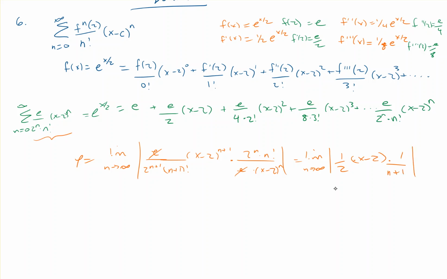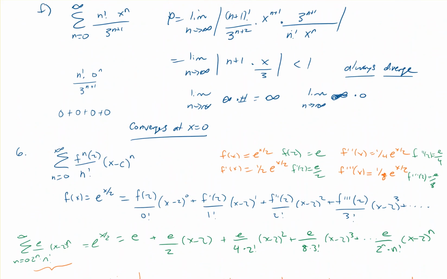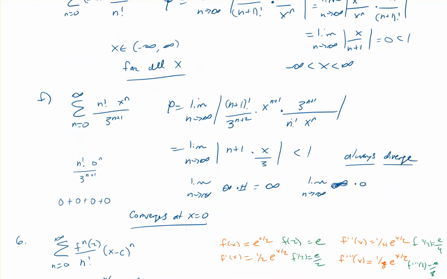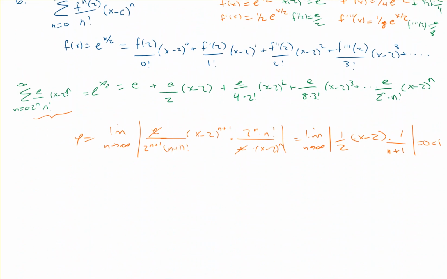What does that equal, folks? Well, as n gets really, really large, no matter what this number is, this is going to go to 0. And this means, just like problem 5e, which we did in the last video, this converges for all x. Because no matter what, we have a 0 and it's less than 1. As long as it's not infinity, right? As long as we can get to infinity.